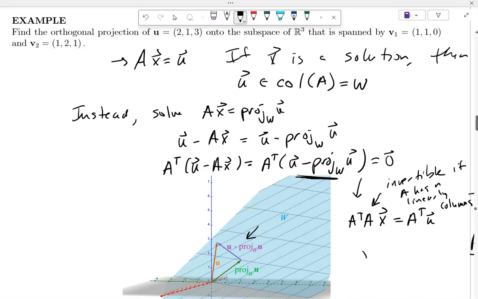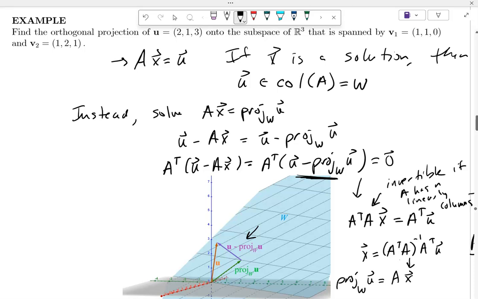So then your solution will be A transpose A inverse times A transpose times U. That's going to be the solution. I'll do the inverse to the other side. And then finally, to get to the answer we wanted, your projection onto W will be A times this X. I'm not going to rewrite it. That goes in for X. So we get at it a little backhandedly.